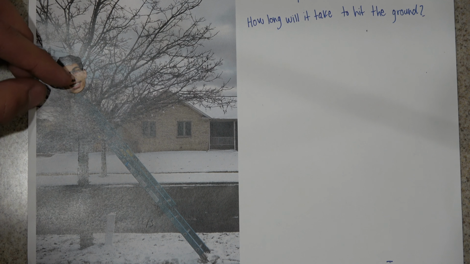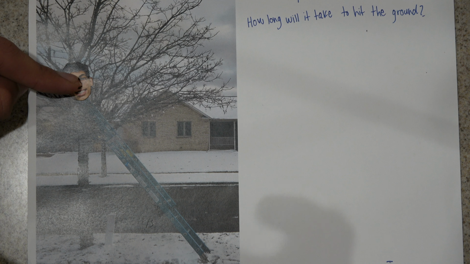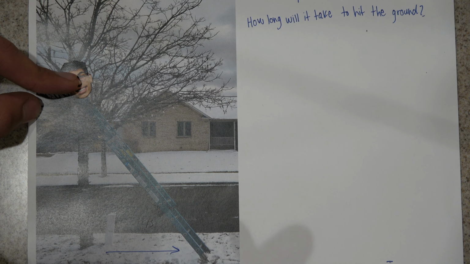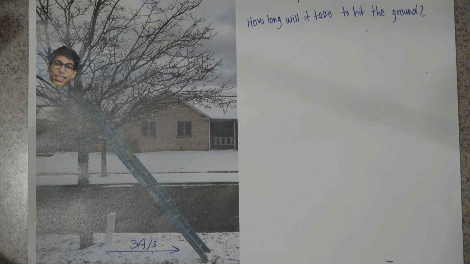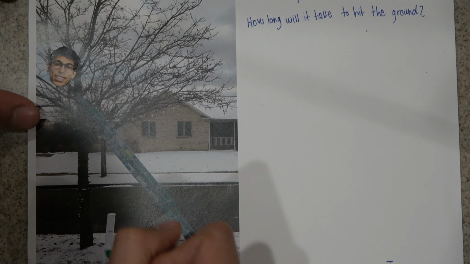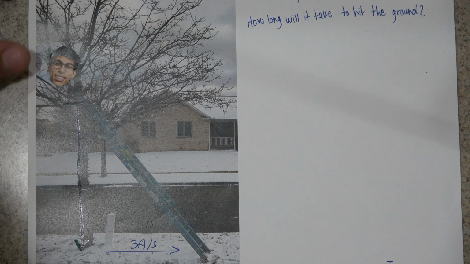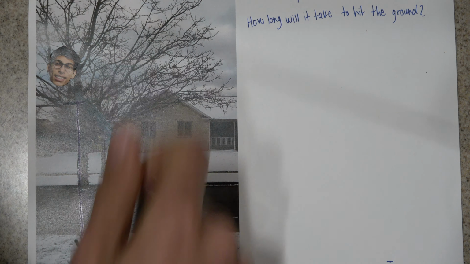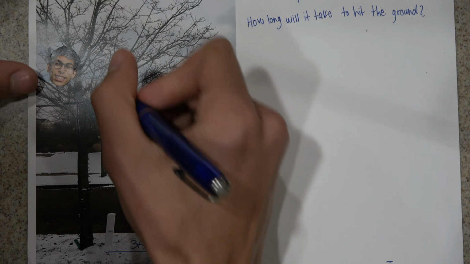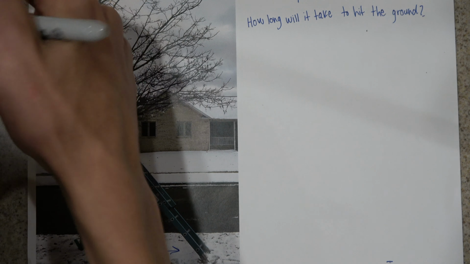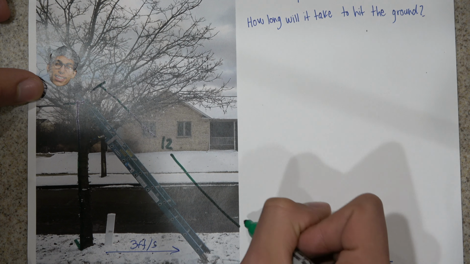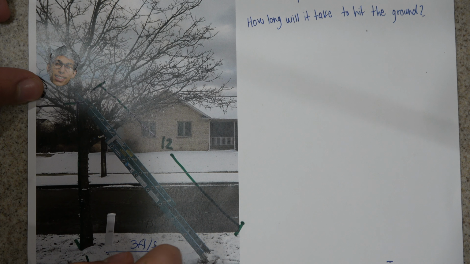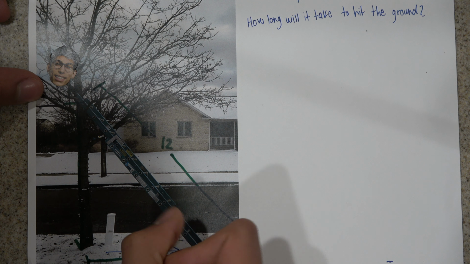So here I am at the top of the ladder. The ladder is going to be pulled in the x direction at a rate of 3 feet per second. And what we're trying to find is the rate that I'm falling down the ladder. Okay, now let's start to label some parts of the triangle. The length of the ladder is 12 feet. The distance the ladder is from the ground is 8 feet.